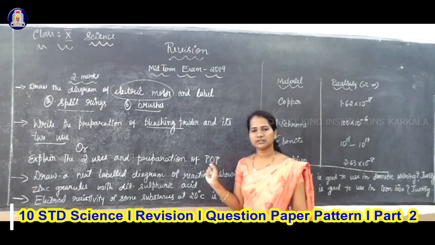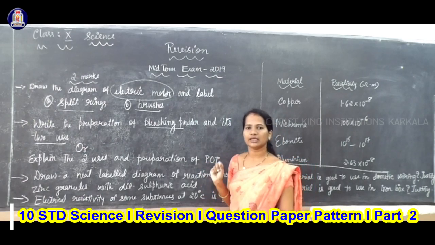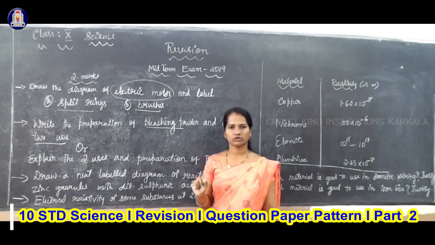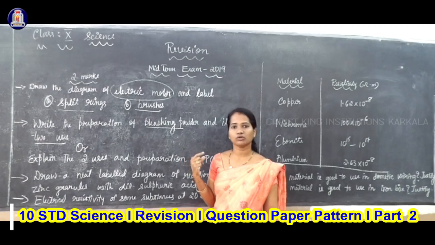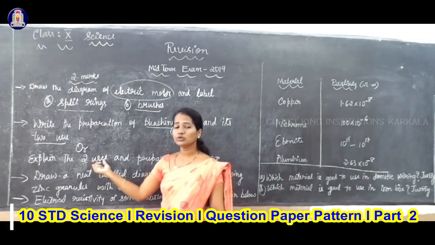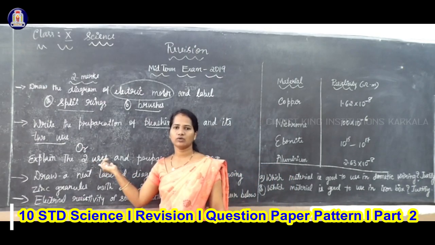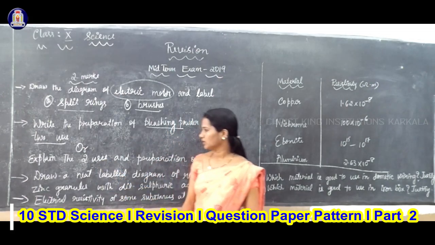By heating gypsum at 373 K, it loses its water molecule and becomes POP. Just write it in a sentence, not the equation. 2 uses of POP, any 2 uses you have to write. Next question.